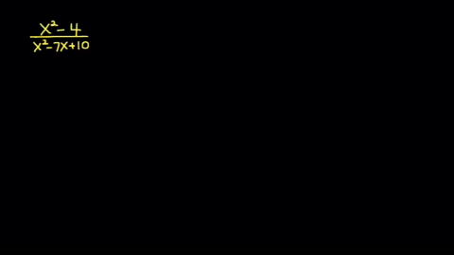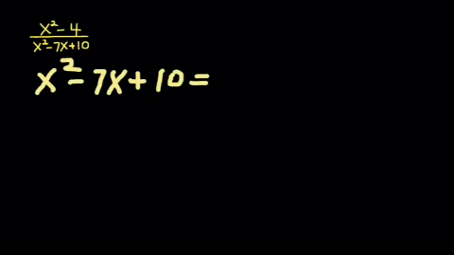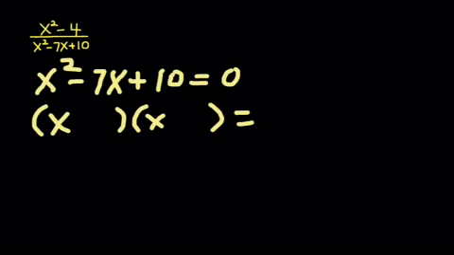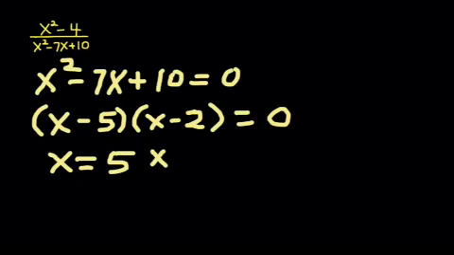Let's take a look at this example that I've put up here. We're going to set this up just like we were going to find a vertical asymptote. We're going to set the denominator x squared minus 7x plus 10 equal to 0, and solve that. This is a quadratic equation, so we'll factor it. It factors into 5 and 2: 5 times 2 is 10, and 5 plus 2 is 7, both negative, which means that x is equal to 5 and x is equal to 2.